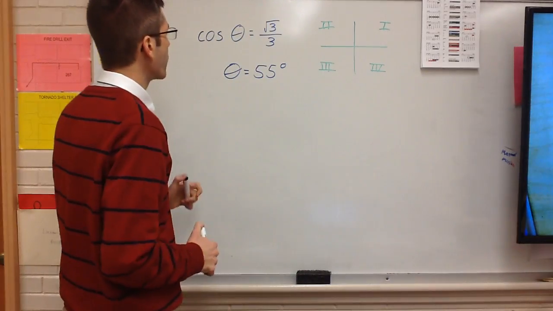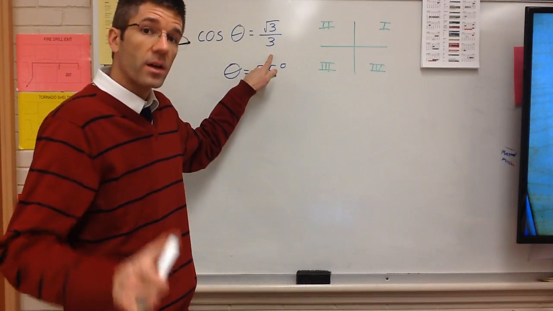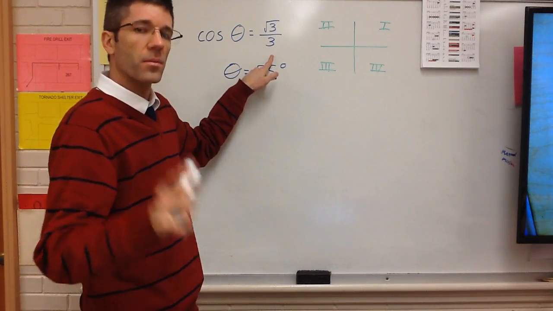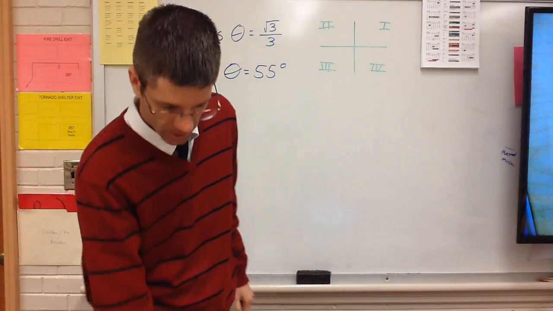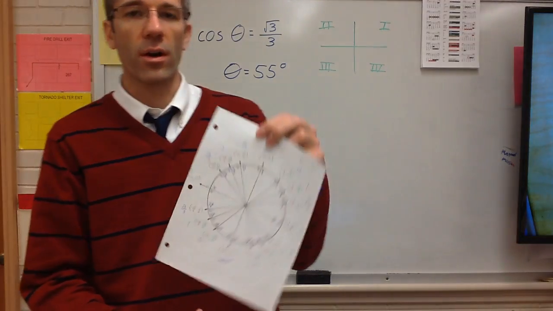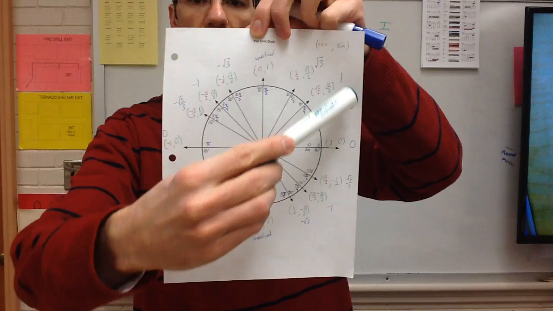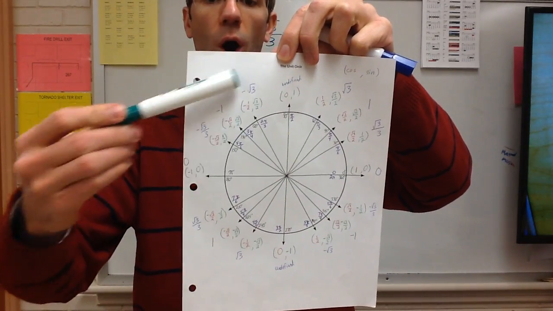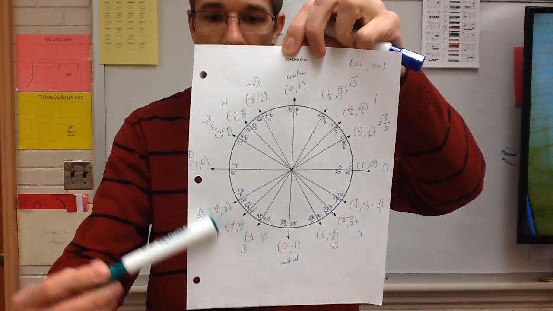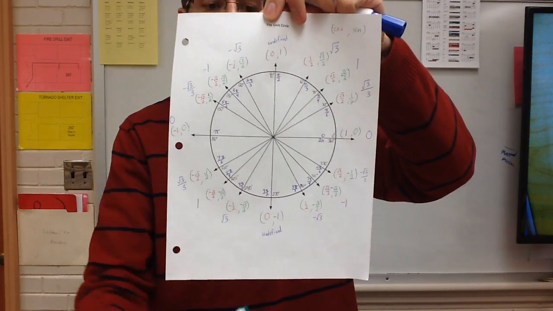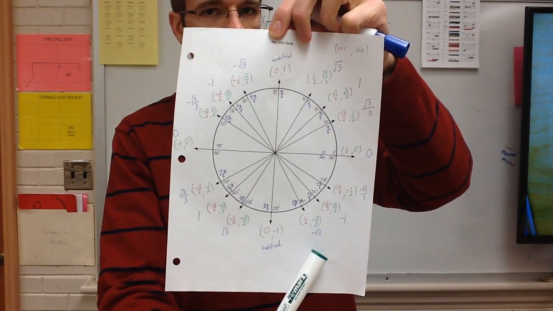So we want to know everywhere that cosine would be, notice this, positive square root of 3 over 3. Positive. I wonder where cosine is positive. All right, here's the kicker. This is the fun part. If we look on our unit circle, you'll see that everything is positive here in quadrant 1. In quadrant 2, only sine is positive. In quadrant 3, only tangent is positive. And in quadrant 4, only cosine is positive.